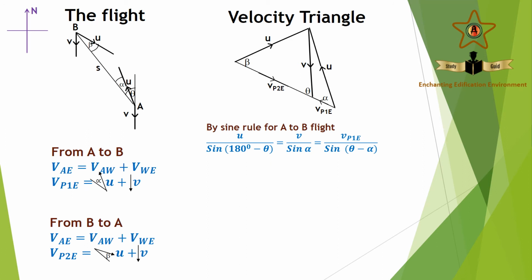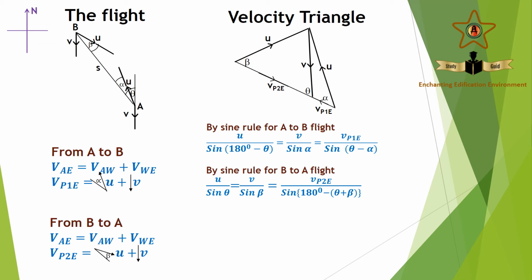Now we can use the sine rule for the flight from A to B. That is the rightward smaller triangle. So we have u over sine (180 minus theta) is equal to v over sine alpha, which is equal to Vp1e over sine (theta minus alpha).